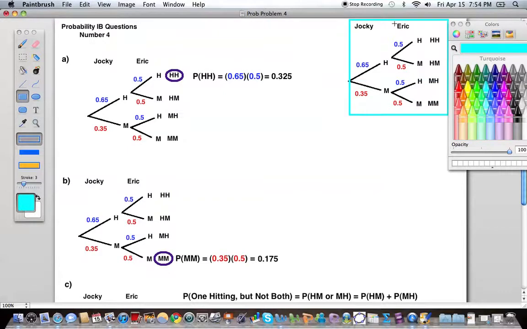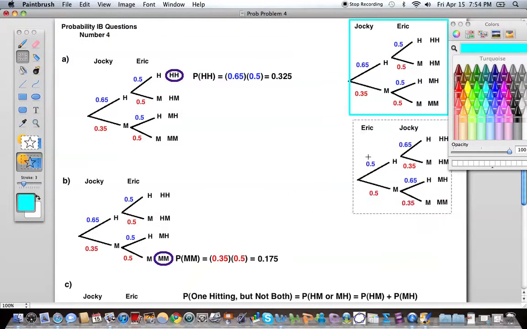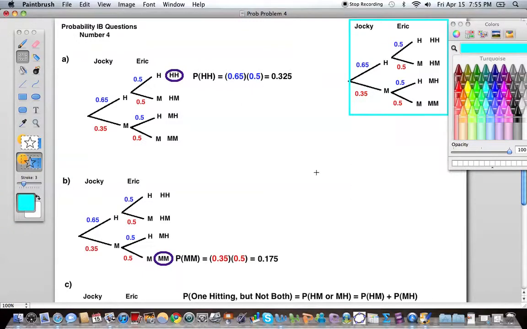I chose to put Jockey first and Eric second. I didn't necessarily have to do that. I could have chosen to put Eric first and Jockey second. As you can see, when we're multiplying across to find the probabilities of, let's say, 2 hits, we multiply 0.65 by 0.5. If we look at the tree diagram down here where Eric's first, instead of having 0.65 times 0.5, we have 0.5 times 0.65, but what do we know about multiplication? That's okay, it's going to give us the same thing. So I'm going to delete that because we're not focusing on that tree diagram. I decided to draw it with Jockey first.